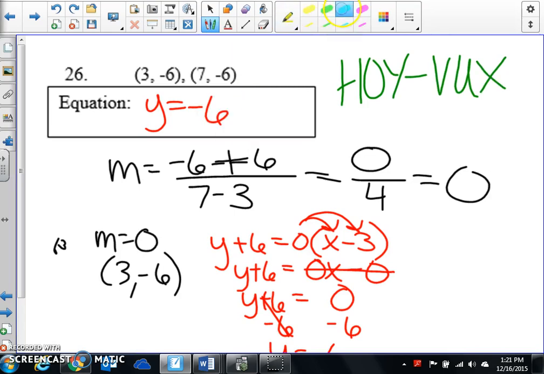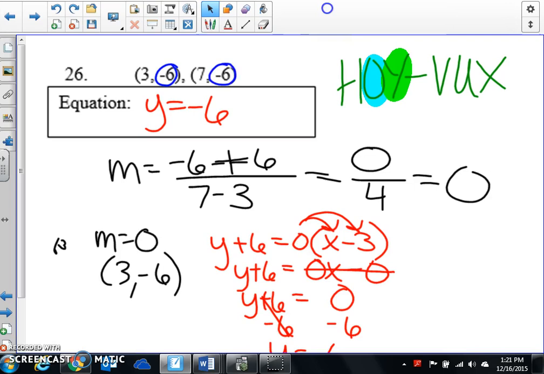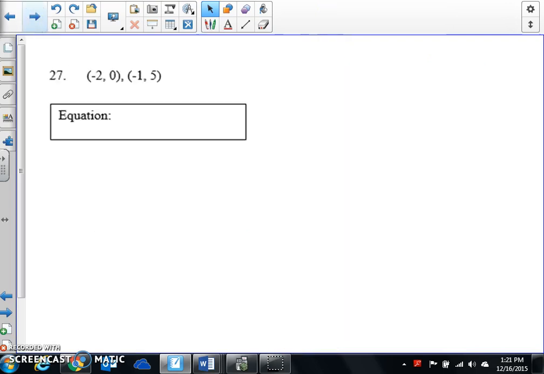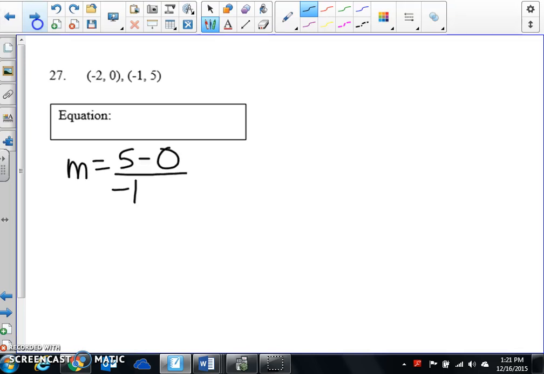And you look at, so it's a 0 slope. Therefore, it's got to be a y equals equation. So it's a y equals, and then I just take that y value. All right, next one. m equals 5 minus 0 over -1 minus a -2.